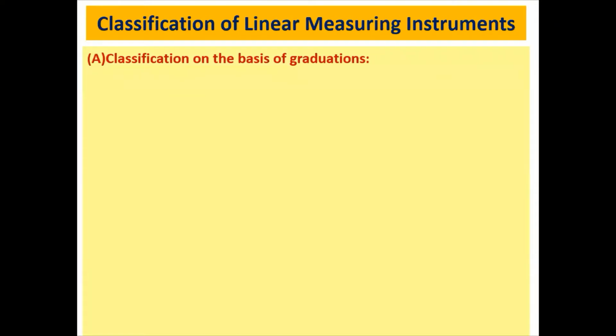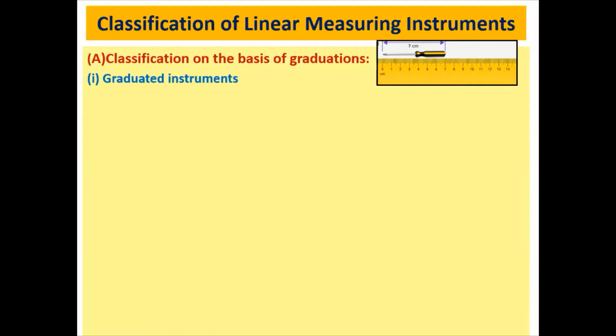For the classification of linear measuring instruments, there are two major classifications. One is on the basis of the graduation, and the other is according to the precision. First, we'll go for the classification on the basis of graduation. In that, there are graduated instruments, meaning the instruments are marked with divisions and units of measurement.